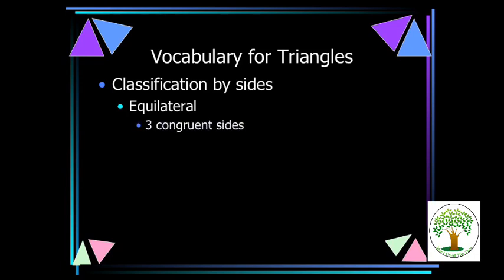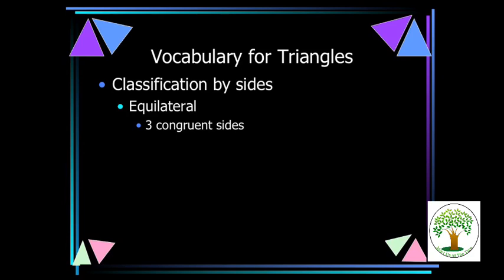So the equilateral, here's the words. It means three congruent sides. So if you had an equilateral triangle, it would be a triangle with three congruent sides. I'm not going to give a picture yet. We're going to just do the words.